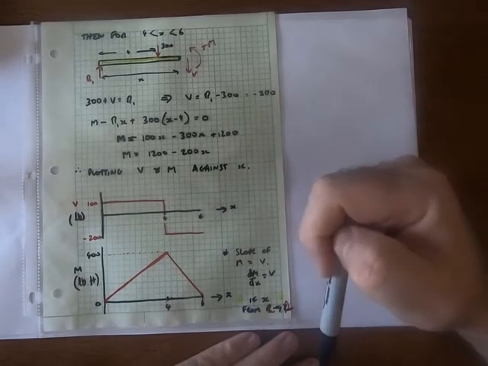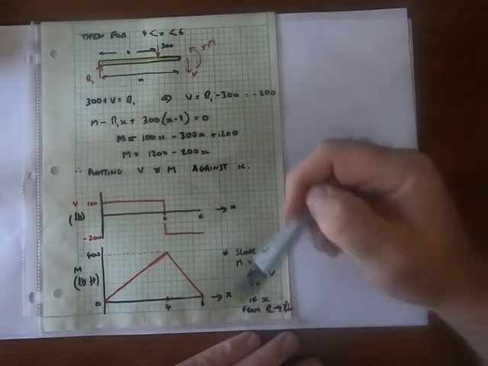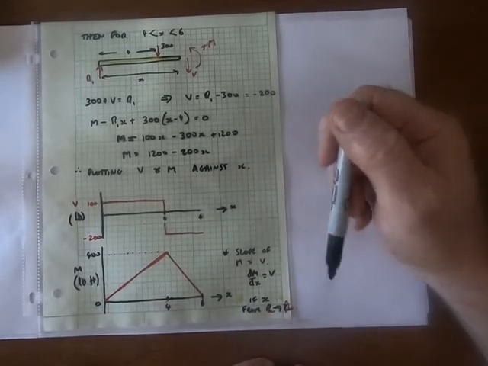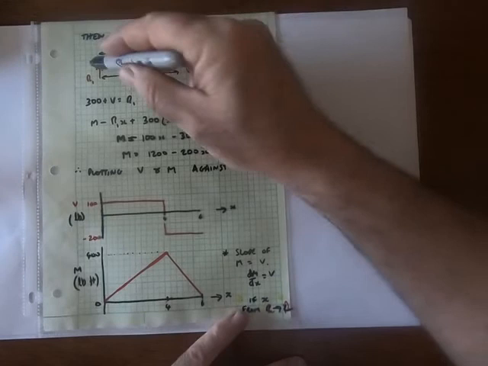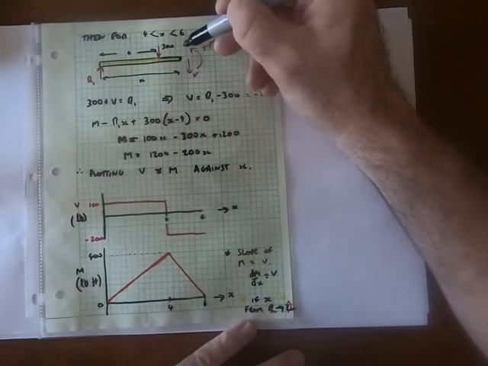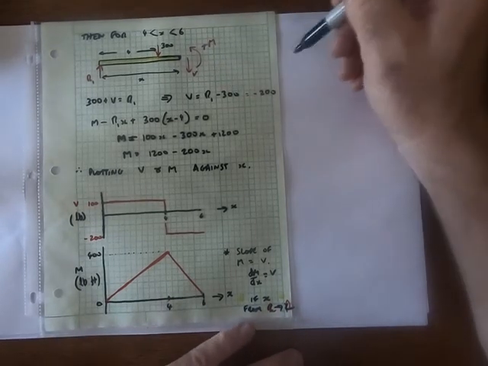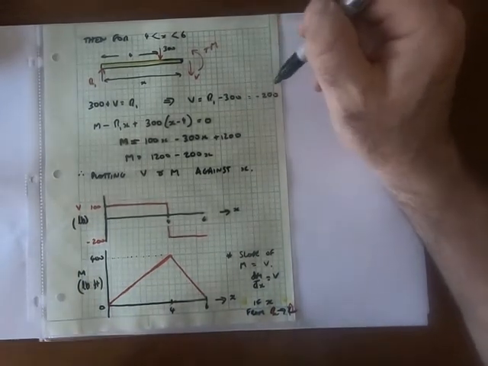So some useful checks to make sure you're doing things right. And again, this only works if you stick to the sign convention, which is when you're going from left to right, shear force is positive down, moment is positive anti-clockwise. Okay, and then if you were to come from the right to left, it would be in the opposite direction.